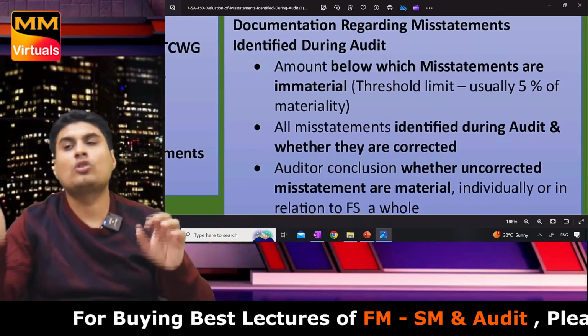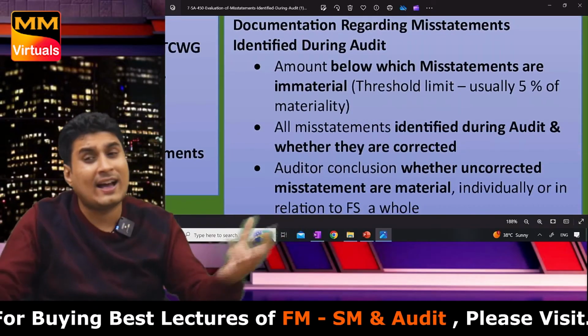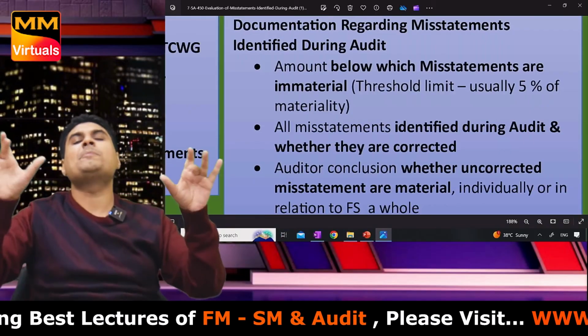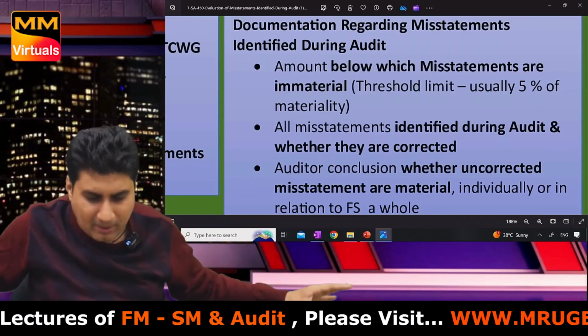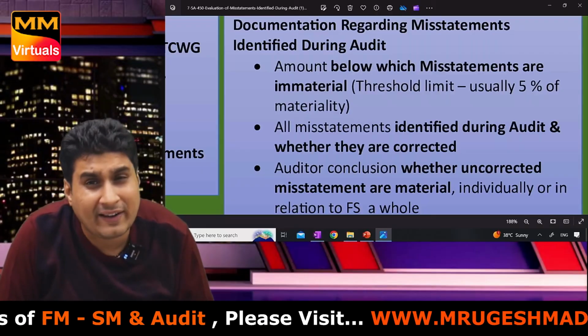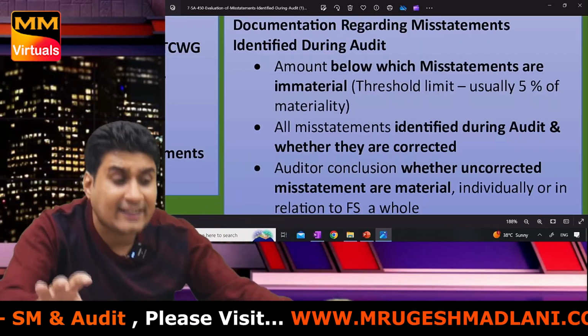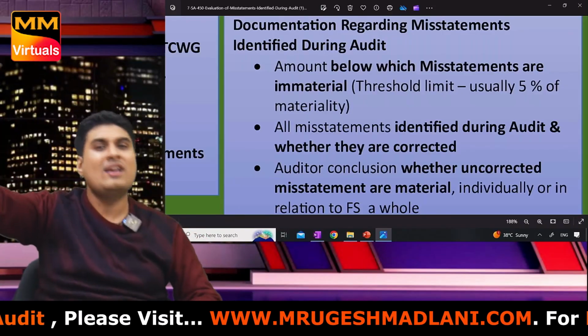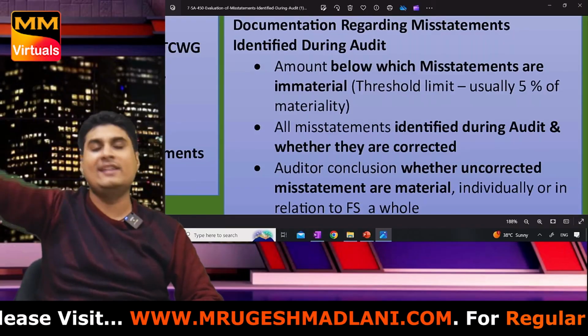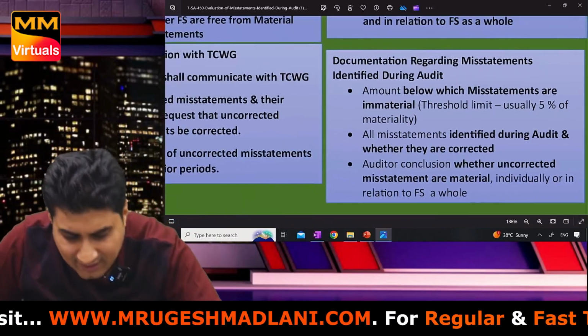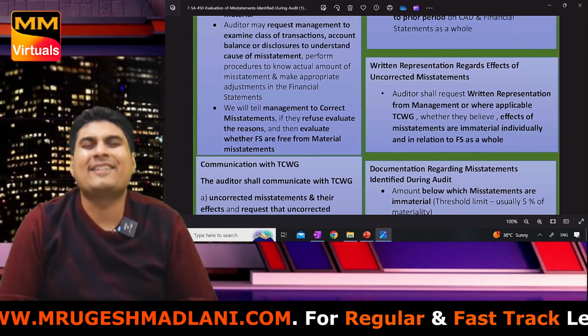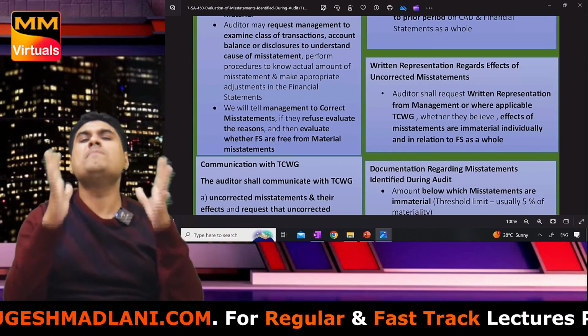Last, I will document the amount below which misstatements are immaterial. That's 5% of materiality. Below that, all is immaterial. All misstatements identified during audit. The effect of uncorrected misstatement, whether that's material or immaterial according to the auditor. I hope it's clear. With this, we are done with 6 standards beautifully, amazingly.